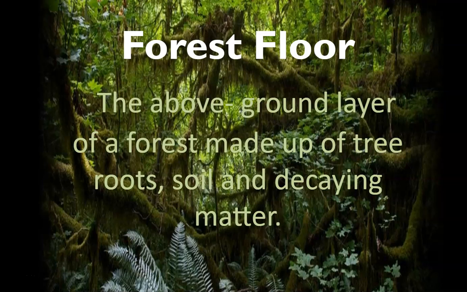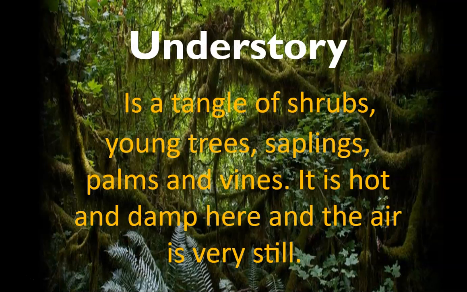Forest floor. The above ground layer of a forest that is made up of the tree roots, the soil, and the decaying matter. So everything that falls to the ground, that would be the forest floor. That's the decaying matter. Next is the understory. So our first layer is the forest floor. Then we have the understory. It's a tangle of shrubs, young trees, saplings, palms, and vines. It's hot and damp here, and the air is very still.